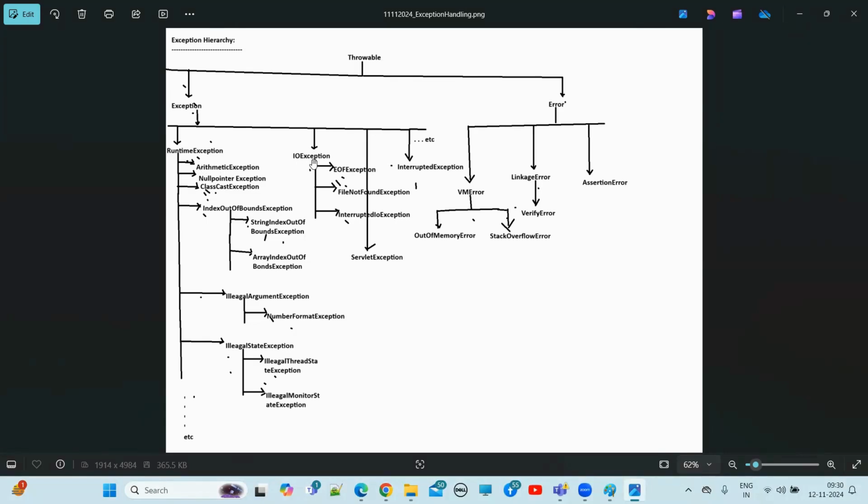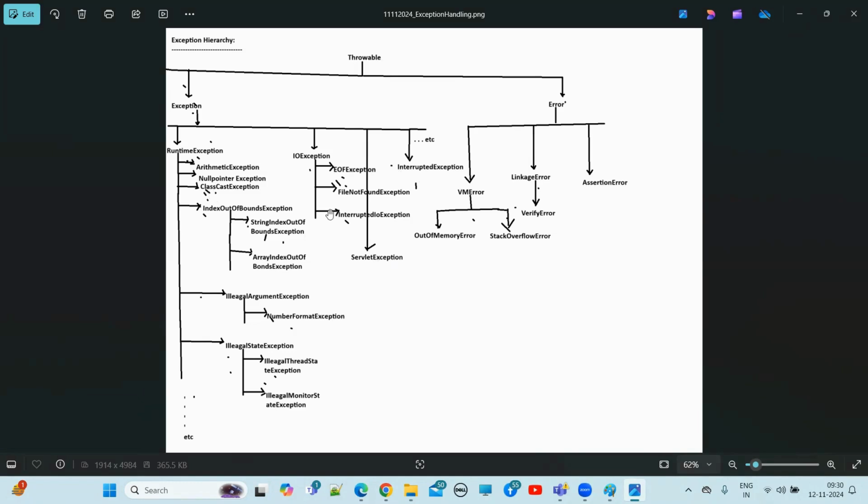And we have IOException. Is IOException checked or unchecked? Checked exception. Checked exception means the compiler is checking. Is ServletException a checked exception or unchecked exception? Checked exception. Checked exception means the compiler is checking. InterruptedException is checked. The compiler is checking.